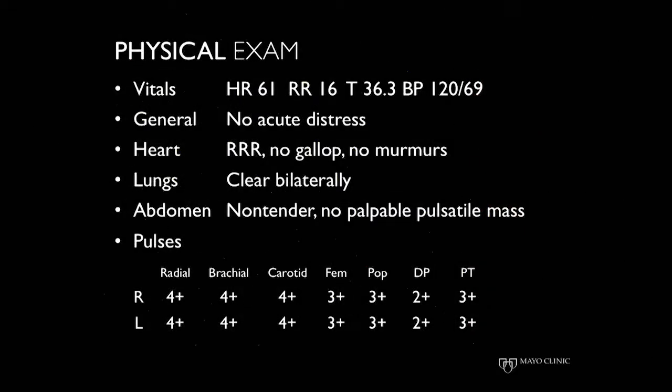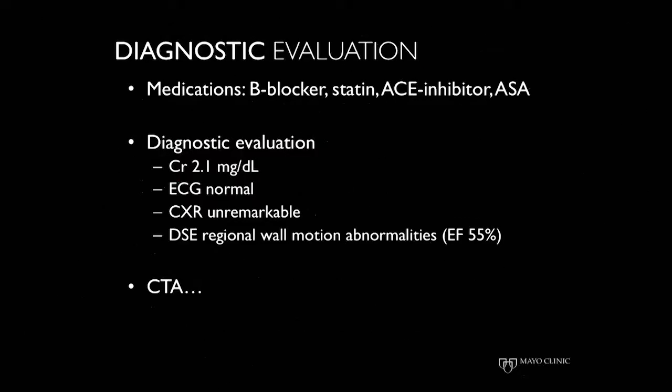On physical exam, he had normal vital signs. His heart and pulmonary exam was unremarkable, and he has normal peripheral pulses. His diagnostic evaluation included a serum creatinine of 2.1, normal ECG, unremarkable chest X-ray, and a dobutamine stress test echocardiogram which showed regional wall motion abnormalities consistent with his previous myocardial infarctions. He also had a repeat CTA of chest, abdomen, and pelvis.